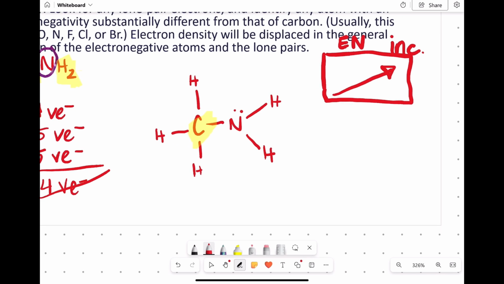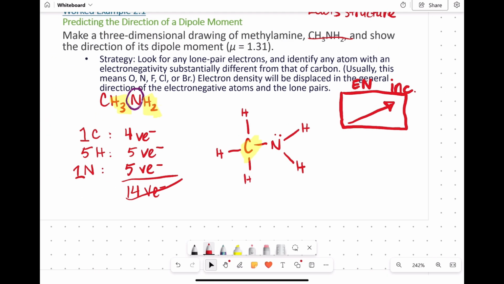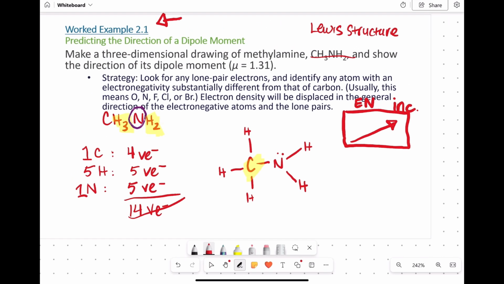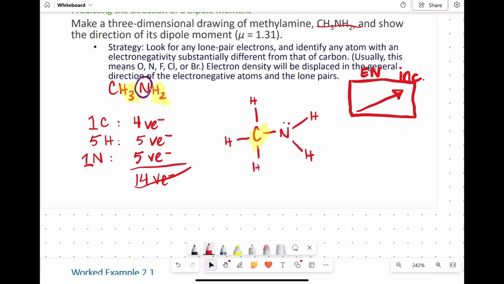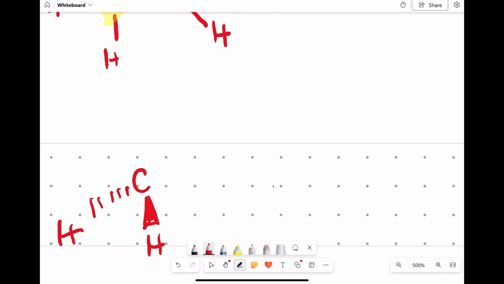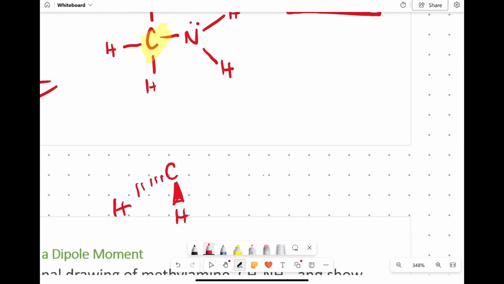So if I draw it using our dashes and I draw it more similar to our example, it doesn't have to be perfect, but I can say there's a wedge, there is a dash, right? There's one coming out of the plane, one going to the back, and then we have a hydrogen. Now, remember, there's 2 in plane. So this can actually be the nitrogen that's also in plane.